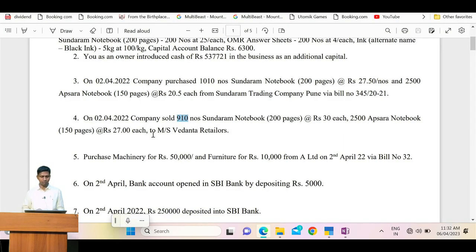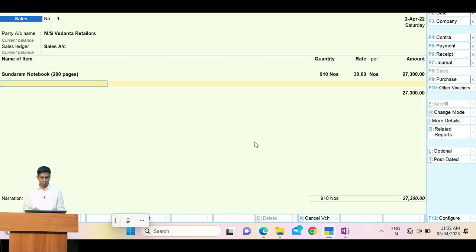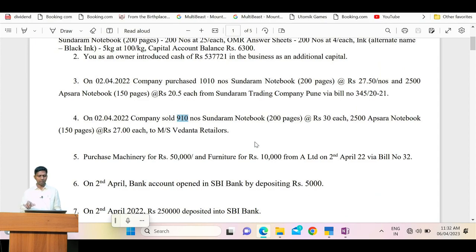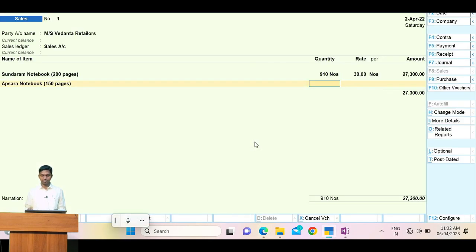Apsara notebook, you have also sold. Type 150, or Apsara, anything from that name. If you type, Tally will search and shortlist the list, and by shortlisting, you will get your desired item. After getting it, just select and then press enter.